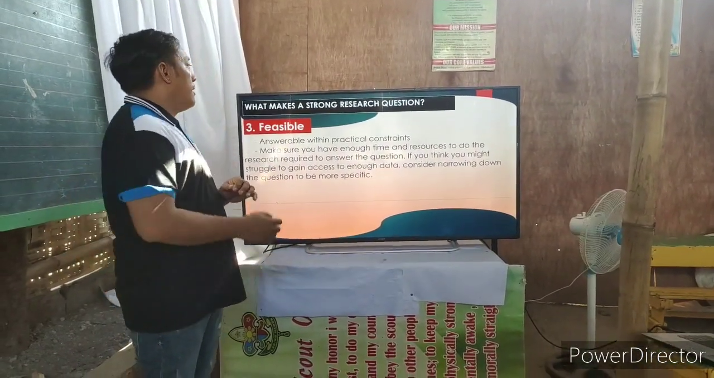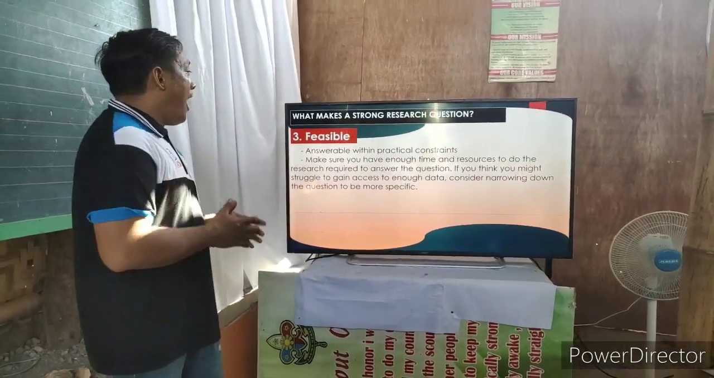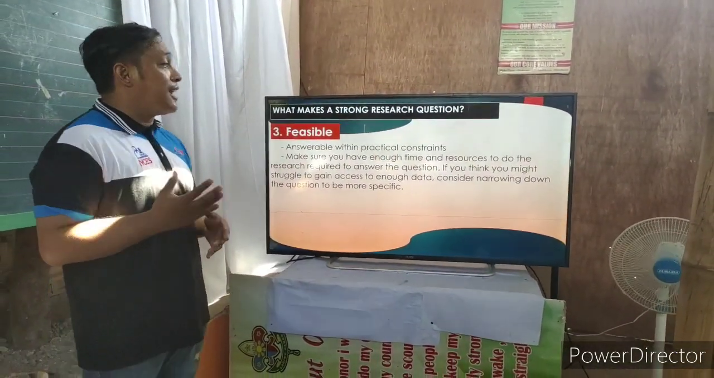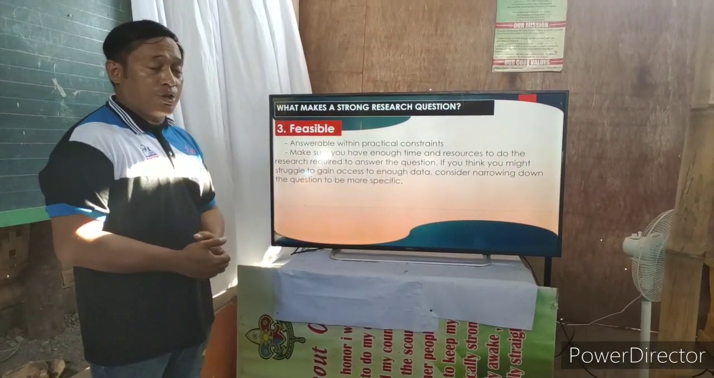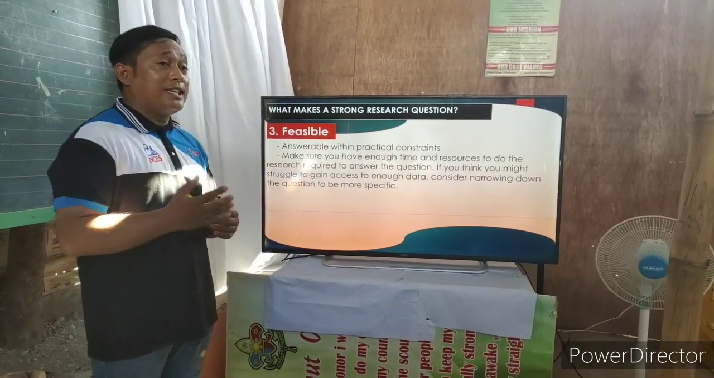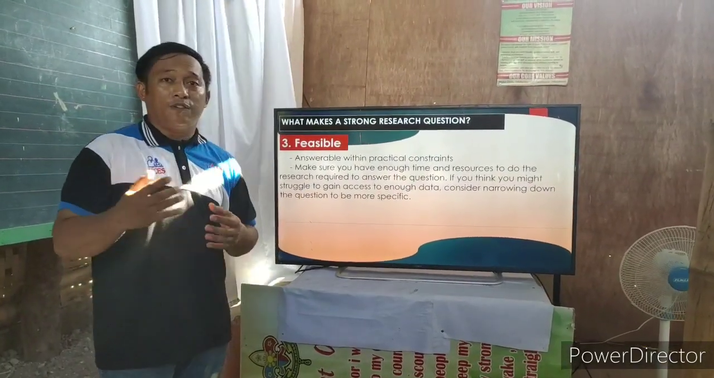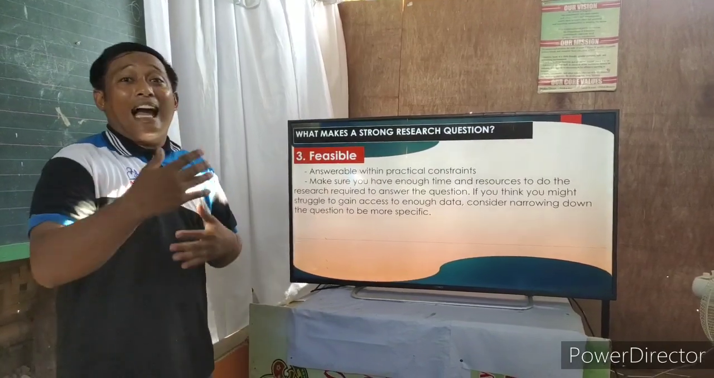A strong research question must be feasible, answerable within the practical constraints. Make sure you have enough time and resources to do the research required to answer the question. If you think you might struggle to gain access to enough data, consider narrowing down the question to be more specific. So, feasible. When we say feasible, kaya.